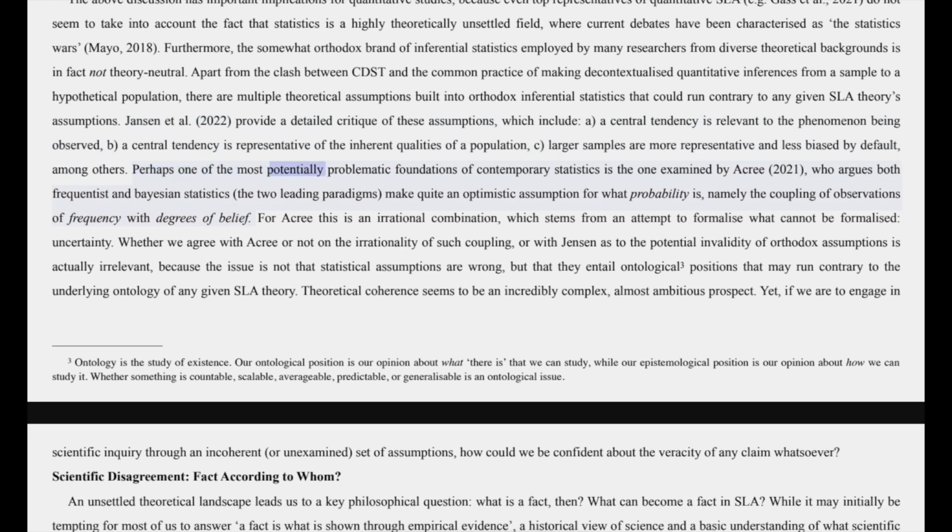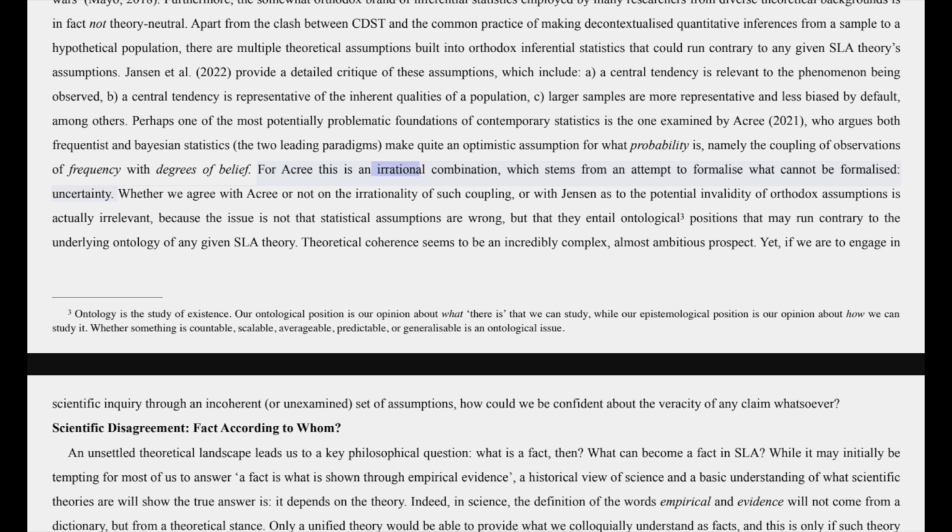Perhaps one of the most potentially problematic foundations of contemporary statistics is the one examined by Cree 2021, who argues both frequentist and Bayesian statistics, the two leading paradigms, make quite an optimistic assumption for what probability is, namely the coupling of observations of frequency with degrees of belief. For Cree, this is an irrational combination, which stems from an attempt to formalize what cannot be formalized: uncertainty.